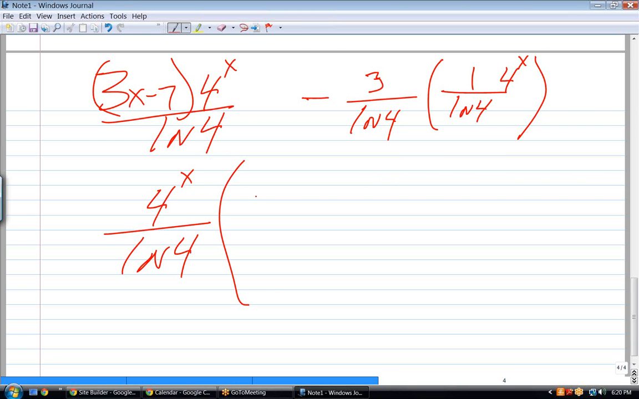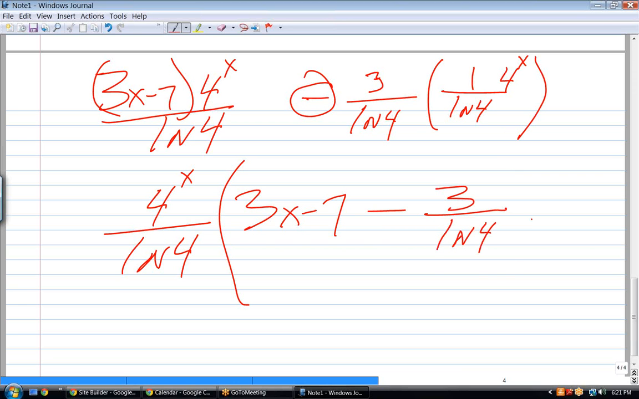Now what's left? 3x minus 7 times 3. And there's no more dx. Remember, we've already taken the integral of it, so we've gotten rid of all the differentials. So if I factor out a 4 to the x over natural log of 4, what am I left with? 3 over natural log of 4.